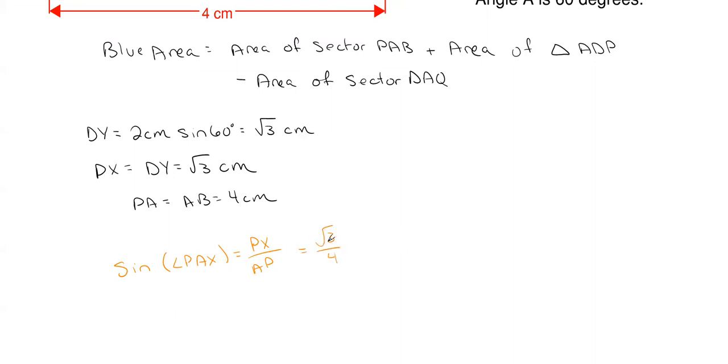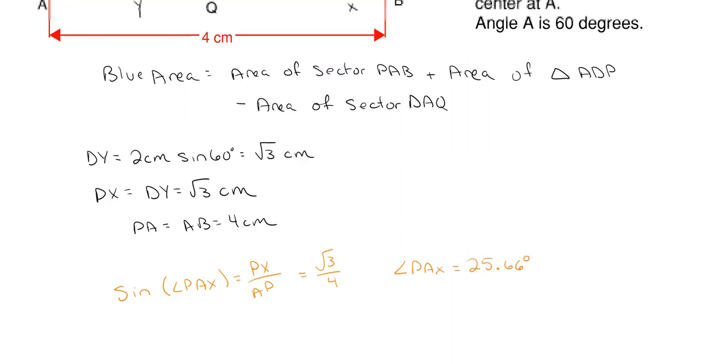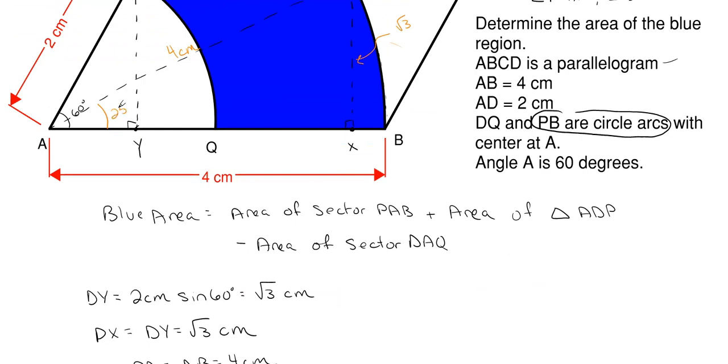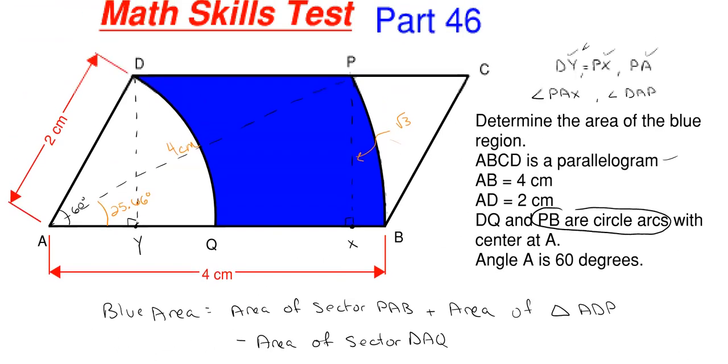Thus, using the sine inverse of square root of 3 over 4, my angle PAX will pop out to be 25.66 degrees. So this angle right here is 25.66 degrees. So how do I get the other angle inside that other triangle up here, which is the triangle from ADP? Well, this is a total of 60 degrees. So taking 60 and subtracting off 25.66, this angle up here is 34.34 degrees. So now I have both of my angles here.